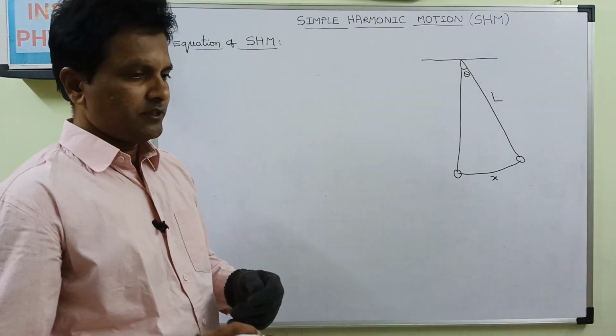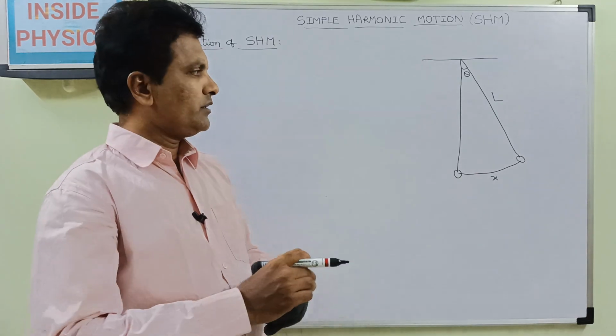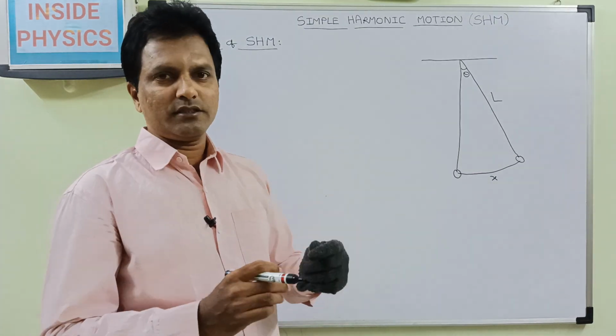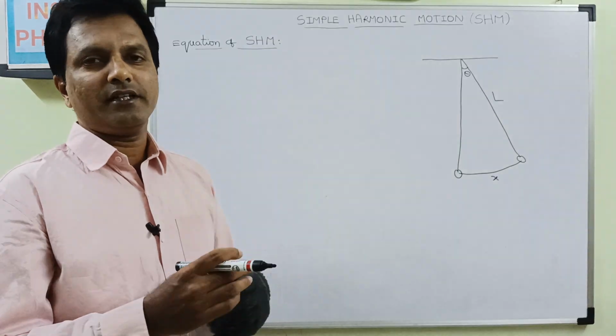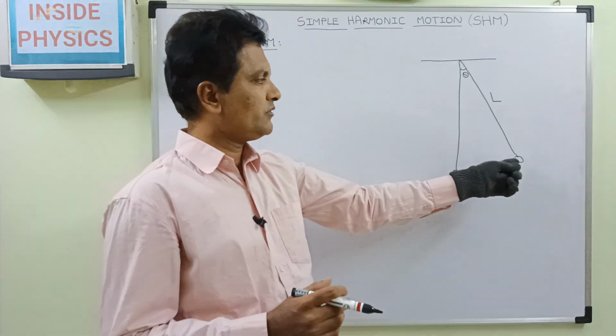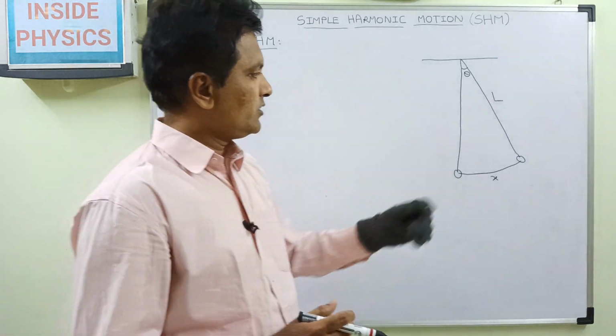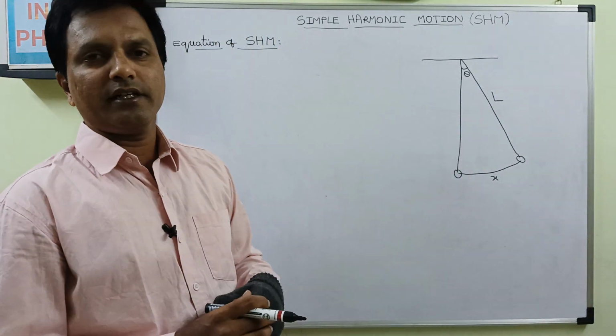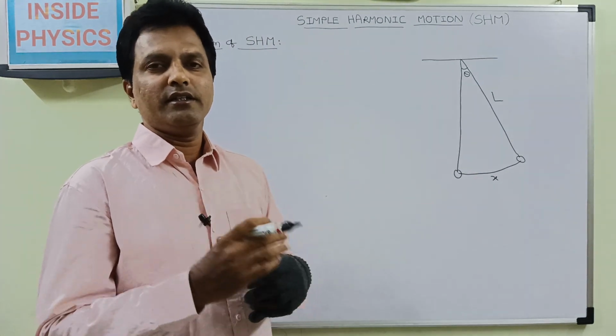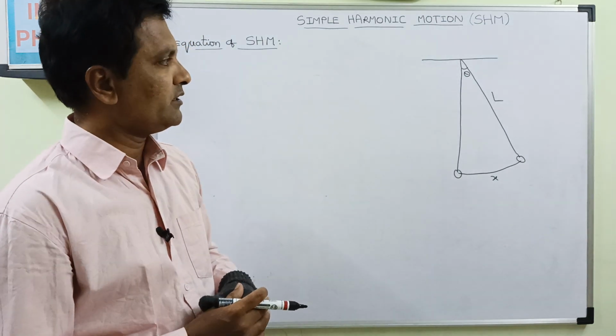Here in the simple pendulum, the restoring force that causes the oscillations will be the gravitational force. That means the weight of the bob, that is mg. This restoring force is divided into tangential and radial force components.